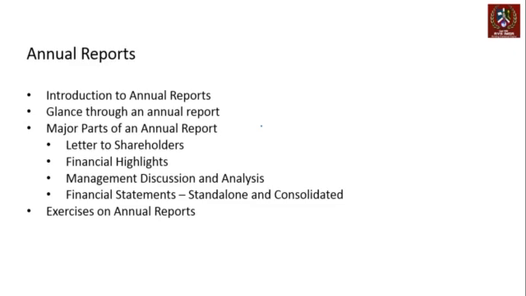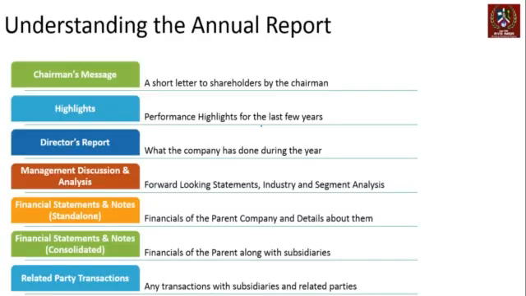The first part that we're going to look at is the letter to the shareholders, written either by the chairman, the MD, or the CEO of the company. This letter to shareholders is what we're going to work with. Now, this is not necessarily available in all annual reports. Some companies give it, some others don't. Only some companies give it.